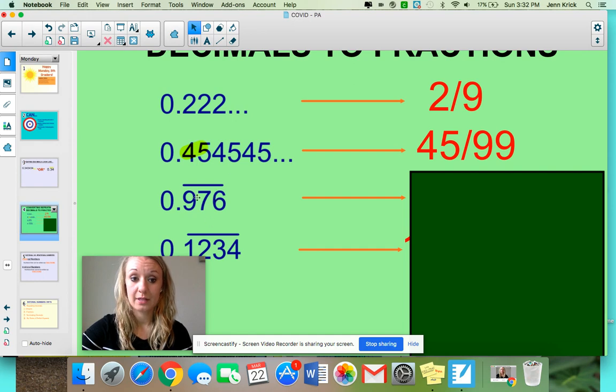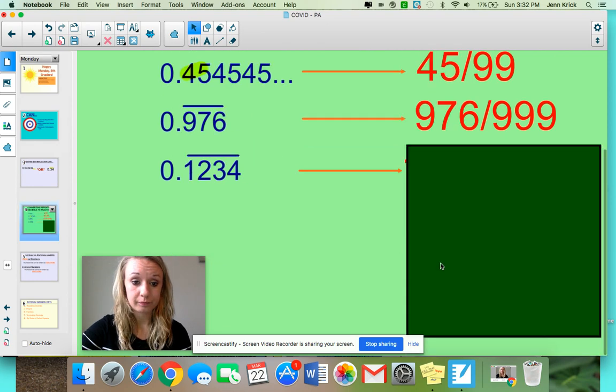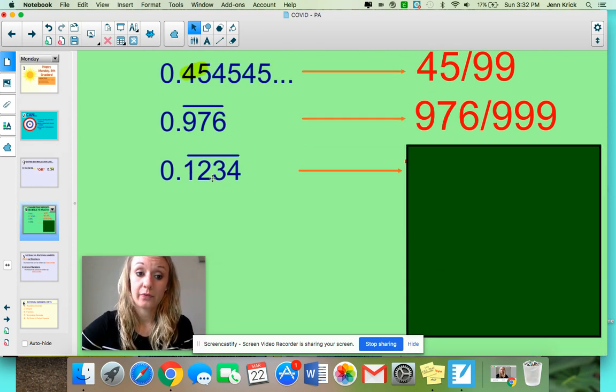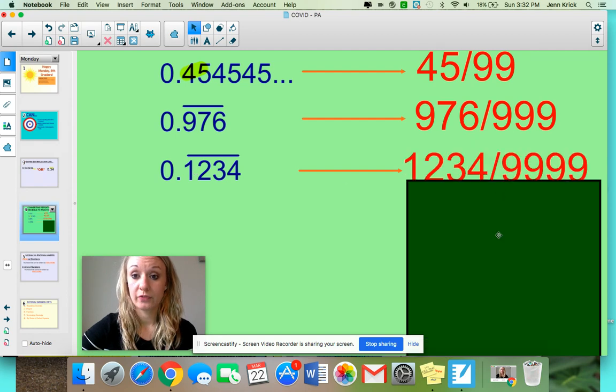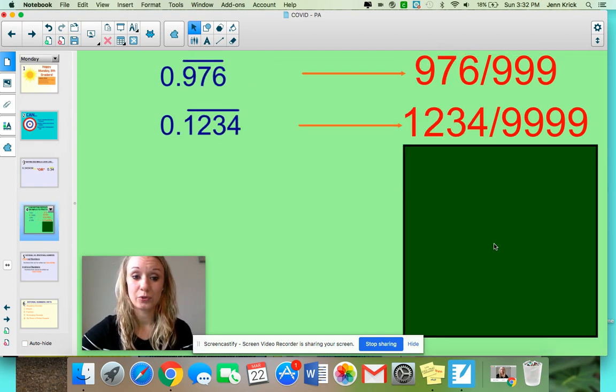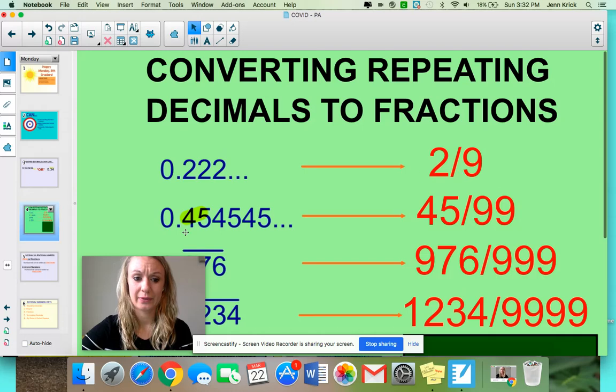0.976 repeating, this 976 will be my numerator. My denominator will have 3 9s because, again, I see 3 digits. It looks just like this. And then if you've got 0.1234 repeating, this 1, 2, 3, 4 is my numerator because that's your repeated pattern. And then because there are 4 digits, there will be 4 9s. Hopefully that's a super easy, quick reminder for you. If not, we have notes on it in your spiral.